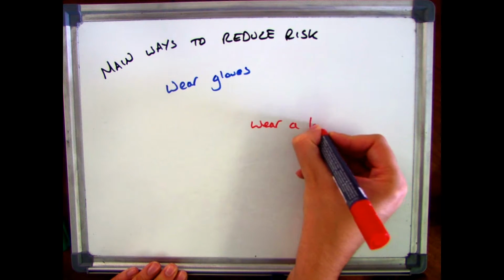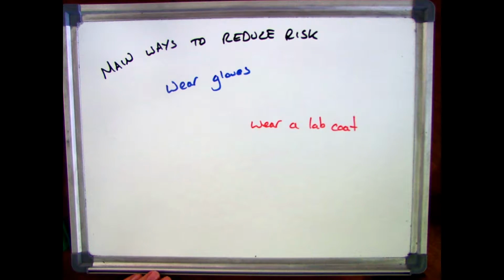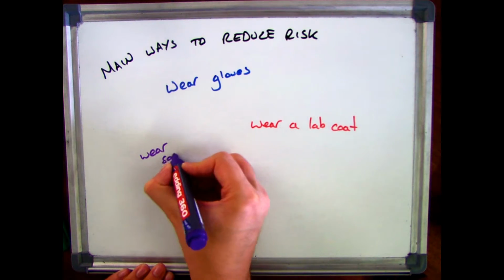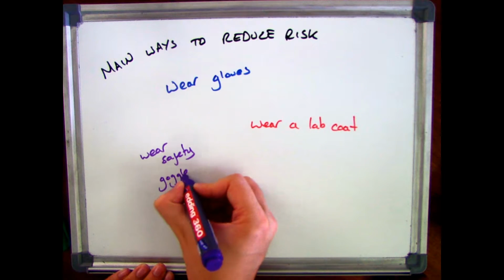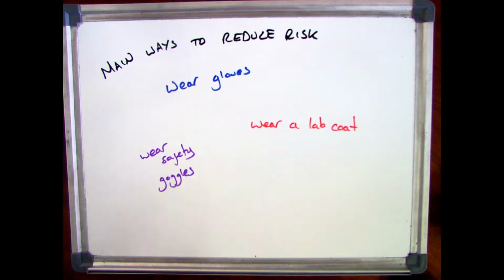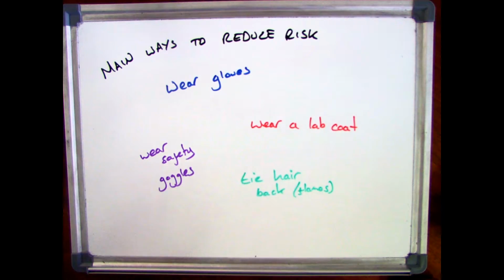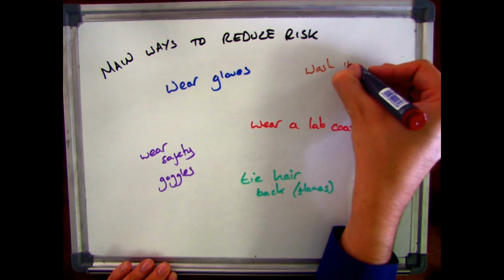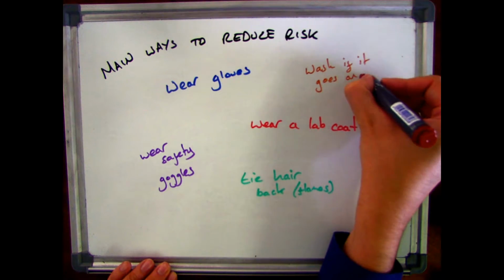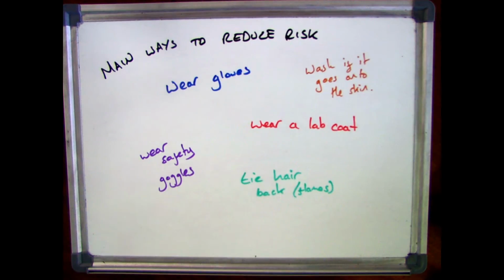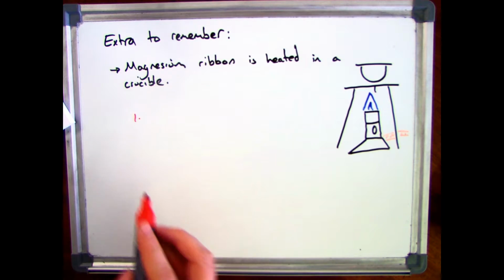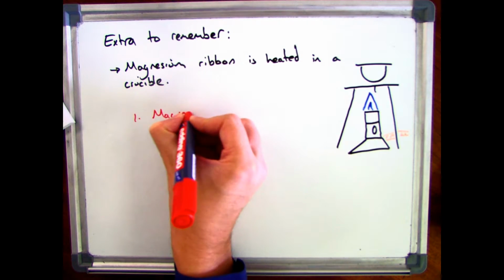So if you get a question asking you how you can stay safe in a lab, some of the key things you need to be able to answer are to wear gloves if you're dealing with dangerous chemicals, wearing a lab coat, wearing safety goggles, if you're using a flame, tie your hair back so make sure it doesn't set on fire, and finally wash your hands if any of it goes on your skin. So those are the generic ways to stay safe, but there are some extra ones you need to remember.